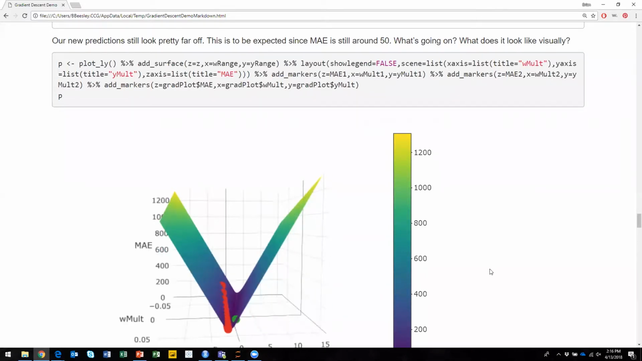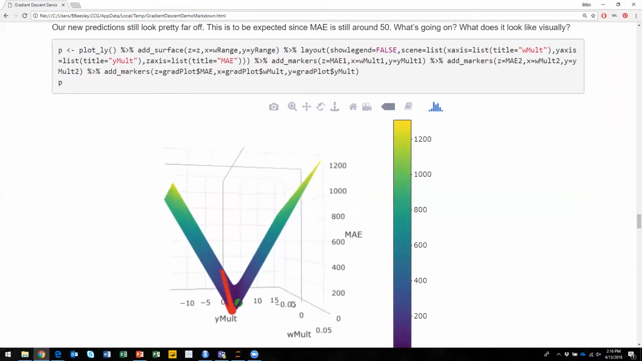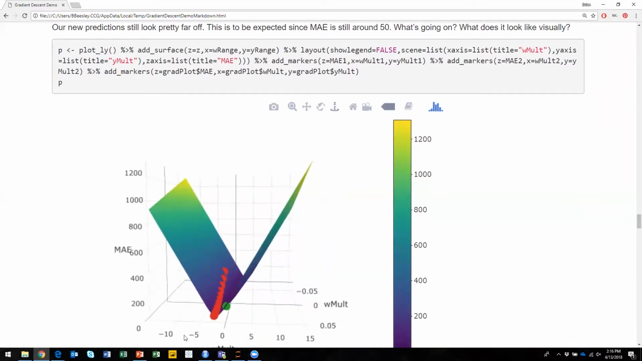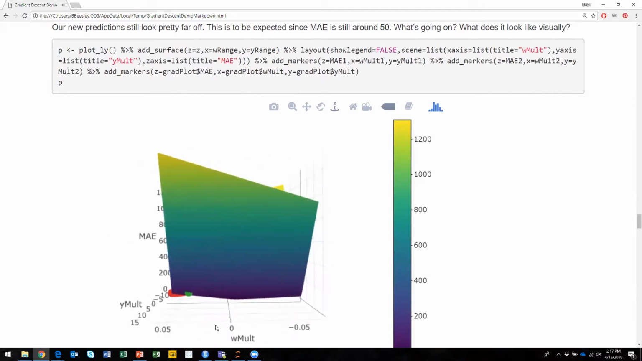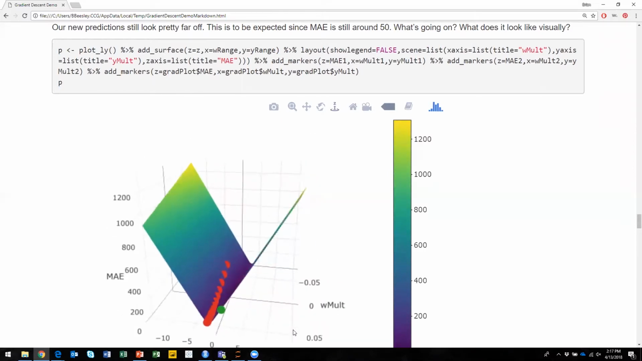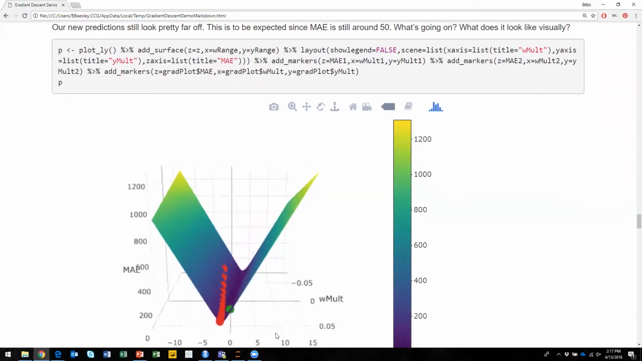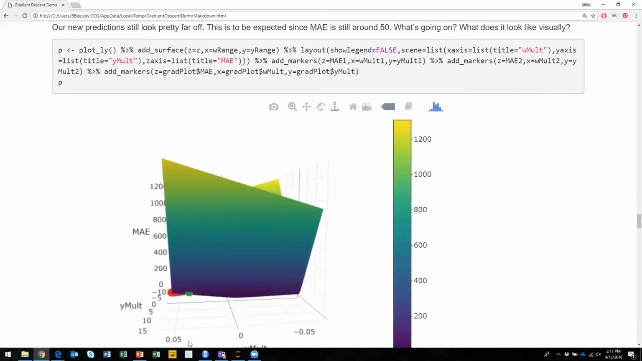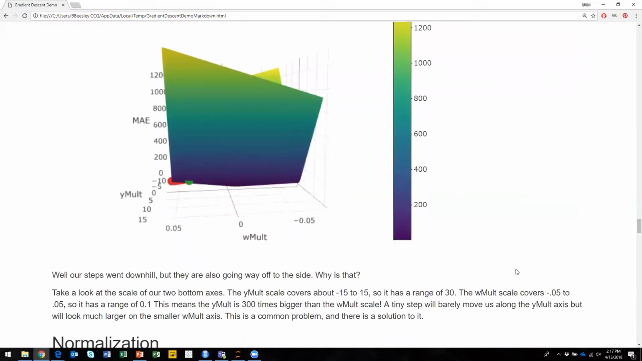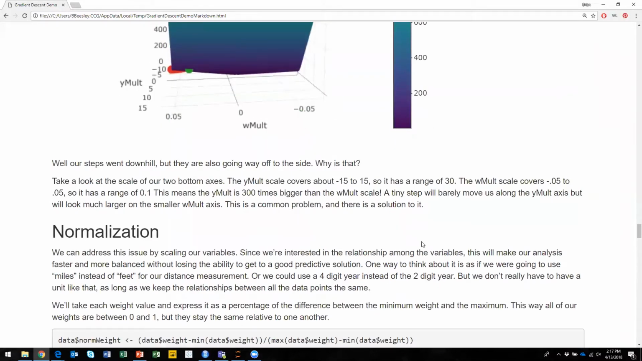Take a look at the scale of our two axes there along the bottom. This one covers about 30. This one covers about 0.1, right? So a tiny step is going to look very small along this axis, and it's going to look pretty big along this axis, right? And so we've come up against a big problem in machine learning that we see a lot, and there's a solution to that.